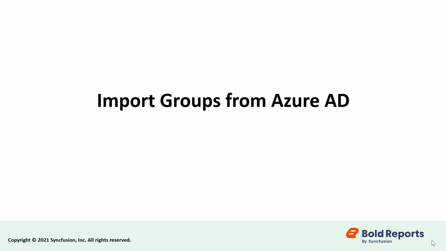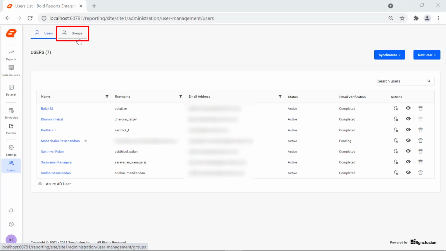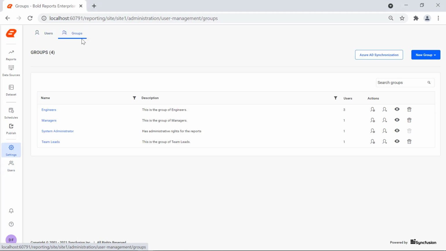Now, let's see how to import groups from Azure AD. Groups contain a collection of users. Report Server has an option to categorize users, based on their roles. Click Groups from the top panel. You will be redirected to the Groups page. Click New Group from the top panel. Click Import from Azure AD from the drop-down.